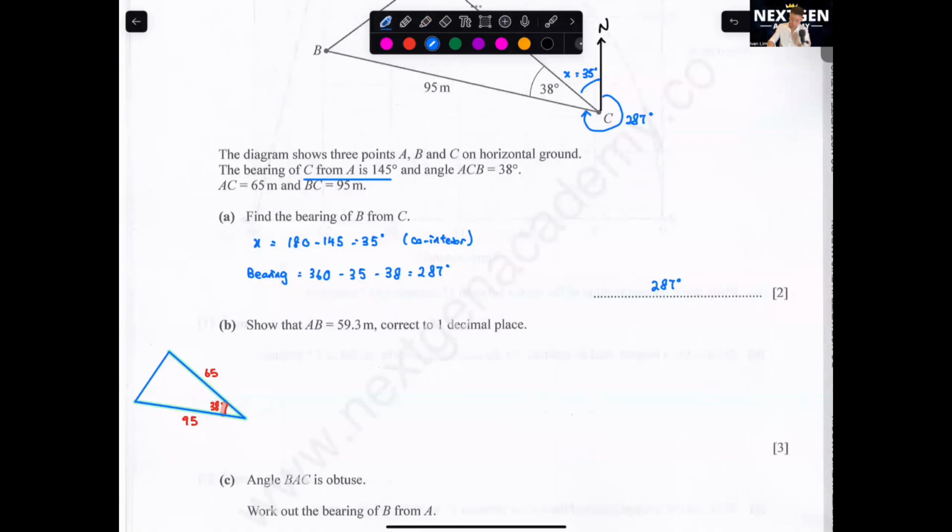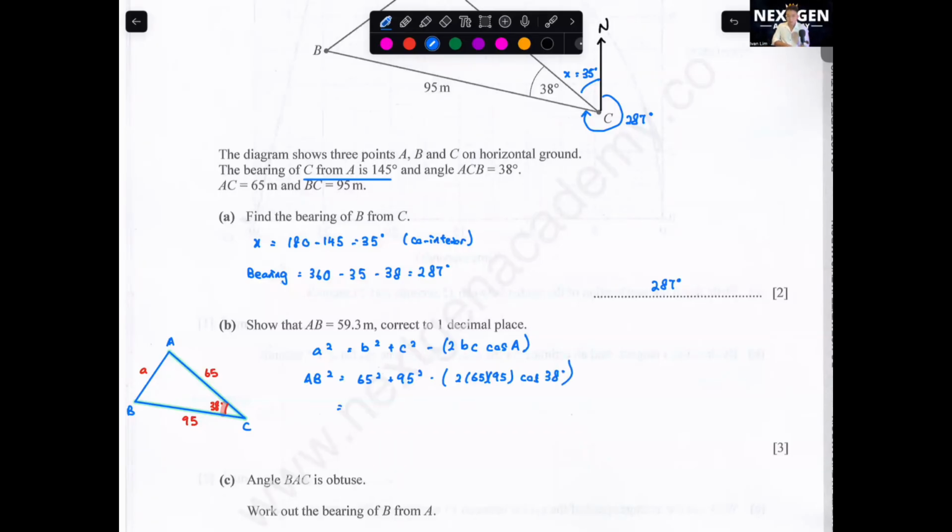First of all, we write down the formula first, which is a square equals b square plus c square minus 2bc cos A. The A will be here, so this is your AB. So AB square is equal to 65 square plus 95 square minus 2 times 65 times 95 cos 38 degrees. Just type the whole thing into the calculator.